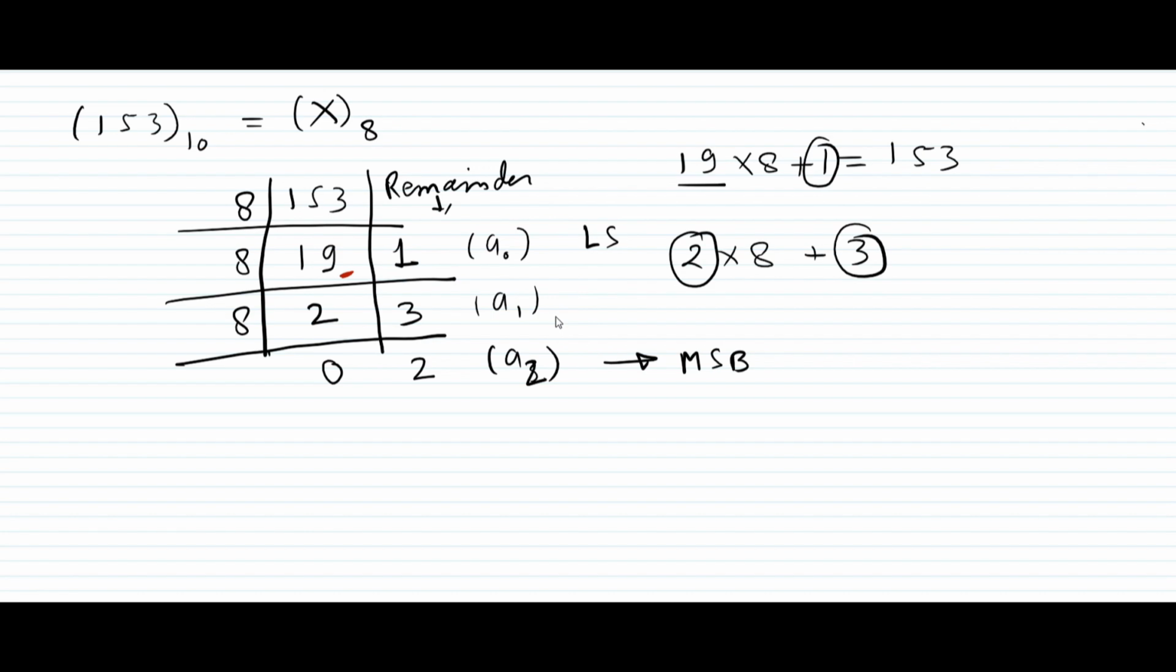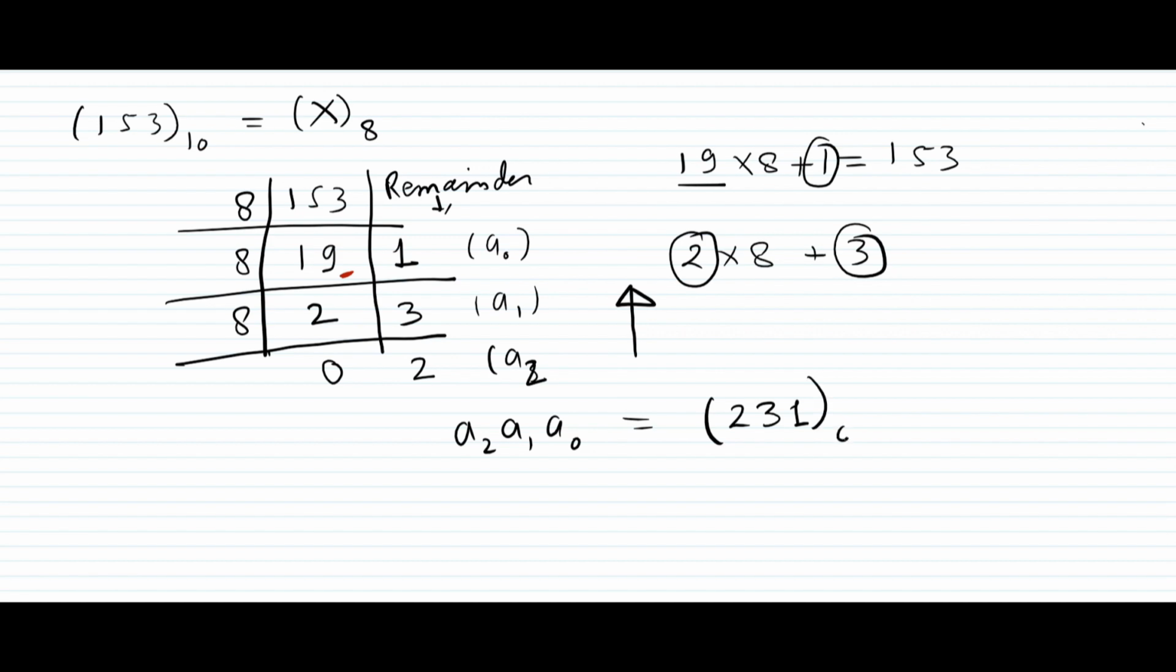Now write this number like this: go from bottom to top, that means a2, a1, a0. That number is nothing but 231 and the base will be 8. So 153 to the base 10 is nothing but 231 to the base 8.